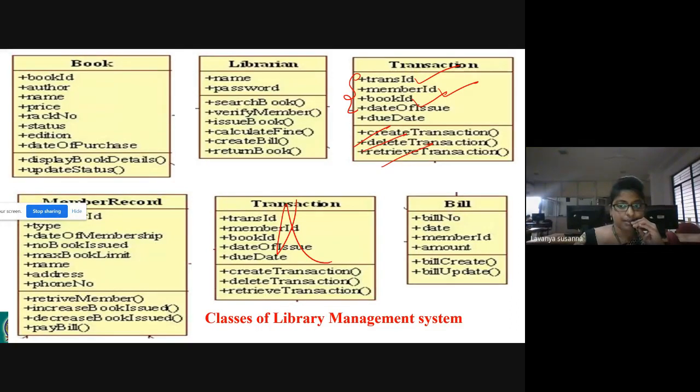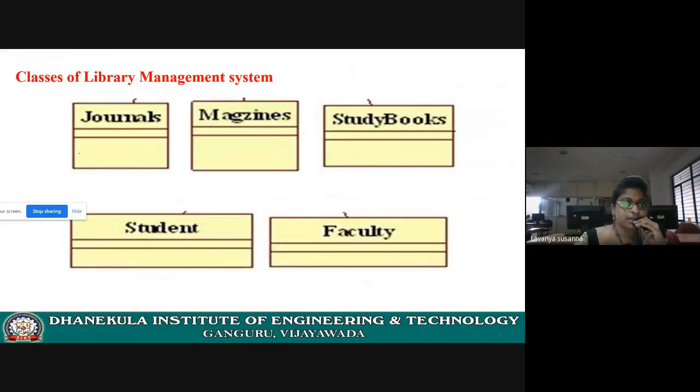Next, bill. There will be a bill number, date of the bill, whose bill, member ID, whether student or faculty, and amount, how much amount you need to pay. All these are attributes of the bill. Create bill, update bill. Who is doing all those things? The librarian will create the bill. Who is going to do the transaction? The member record, nothing but faculty and student. Now, there will be a number of books like journals, magazines, study books, study materials, all those things.